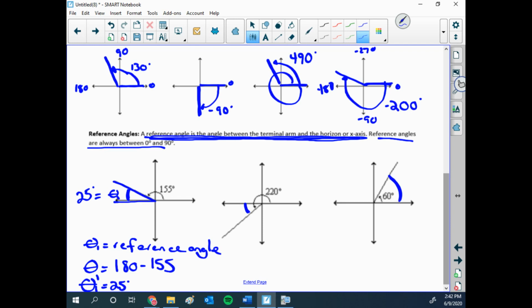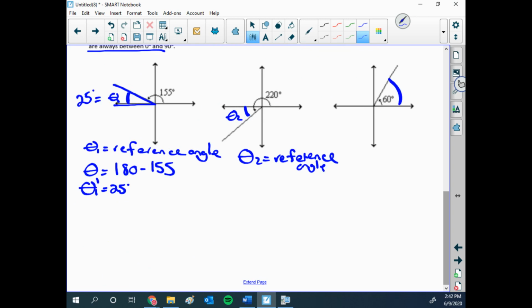Next one, we'll call this theta 2. Theta 2 is again my reference angle because it's between the terminal arm and the horizontal. It could be horizontal up or horizontal down. To solve for theta 2, this part is 180, and the reference angle is just the rest of it. So the reference angle, theta 2, would be 220 minus 180. So theta 2, my reference angle, is about 40 degrees.